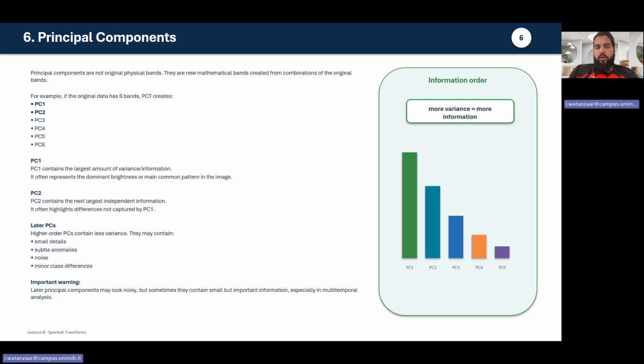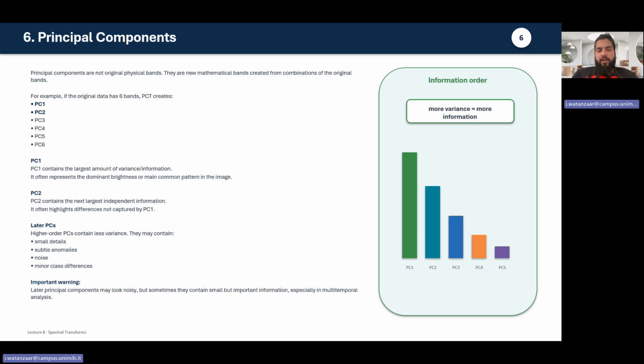PC2 will contain the next largest independent information. It often highlights differences not captured in PC1, so it is exactly a difference from principal component one. In the later principal components, the higher-ordered PCs contain less variance. As we increase the components, they contain less variance in terms of information, so they are more or less relevant, but with a minor difference. They may contain small details, as I already said, subtle anomalies, noise, and minor class differences.